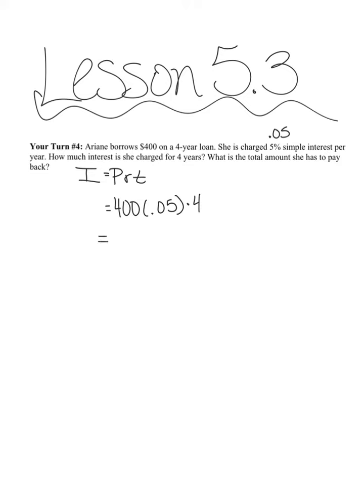When we multiply, we've got $80 as our interest here. So our interest is that there's going to be $80 charged in interest. So that answers the first question. How much interest will she be charged for 4 years?